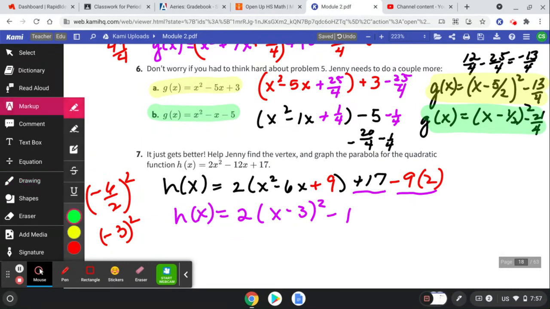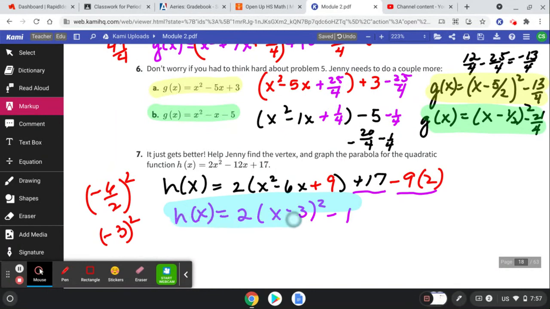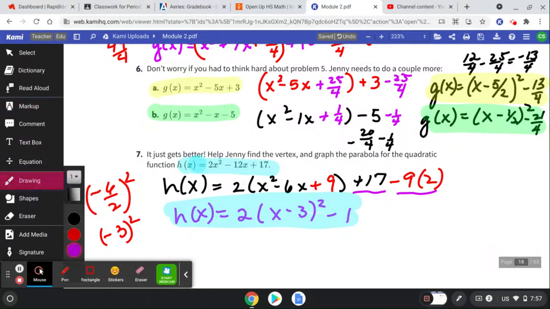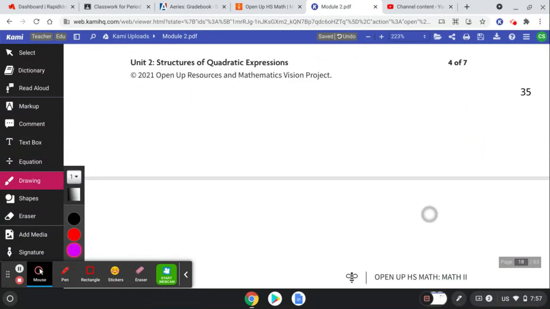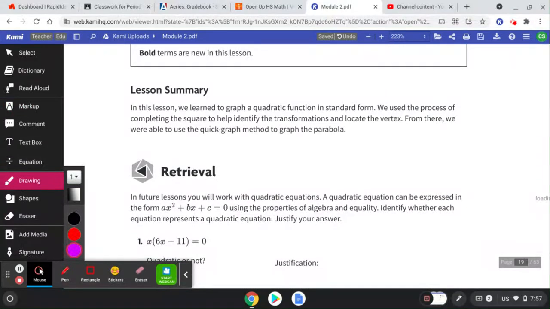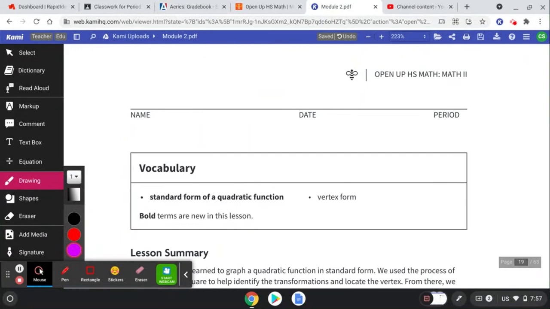Here's my equivalent expression for this one right here. Yay! All done.